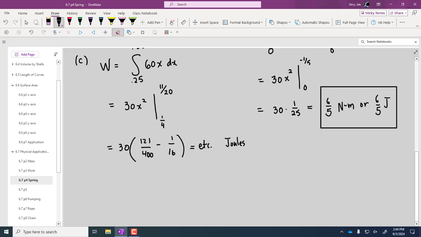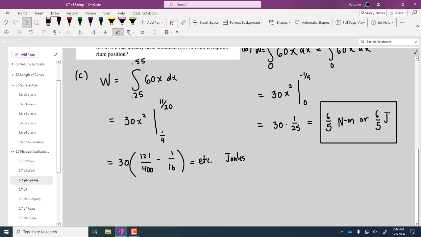So the spring is kind of our basic application. We're only integrating a linear function, so it's not that complicated. The hardest part usually is making sure that you have the right limits of integration. But again, the concept should be pretty straightforward because we have a linear function and work is force times distance. Stretching, compressing, same amount of work to go the same distance.